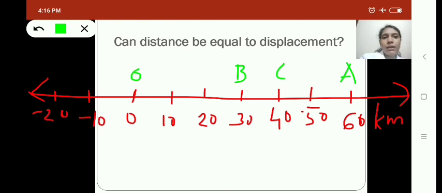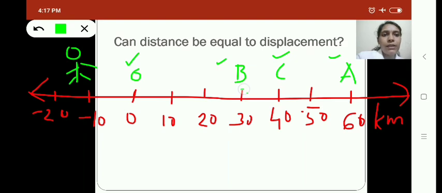So consider a person traveling along this number line. Consider this boy, we can call him Ramu. He is planning for a journey. His journey starts from the point O, moves through the points B and C and reaches the point A. From A, he moves back through the same straight line path and finally reaches the point B. So this is the path covered by Ramu in his journey.